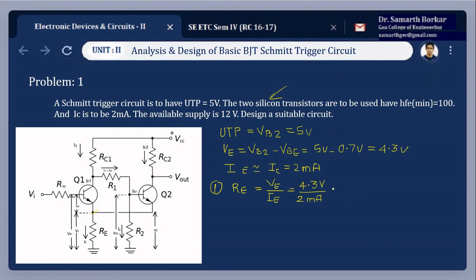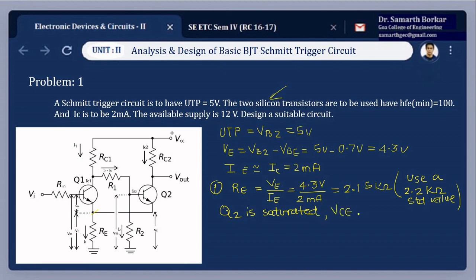Now this value is 2.15 kilo ohms. So we can use 2.2 kilo ohms, the standard value. Now taking Q2 as saturated, VCE sat will be 0.2 volts. This is the typical value. So Q2 is on, that is saturated. So practically the output voltage will not be 0, it will be around 0.2 volts.